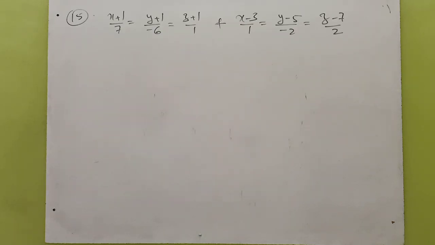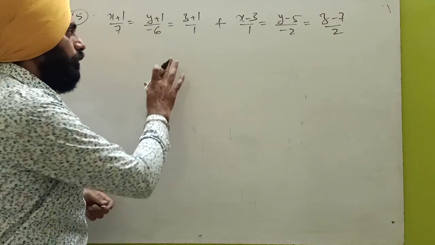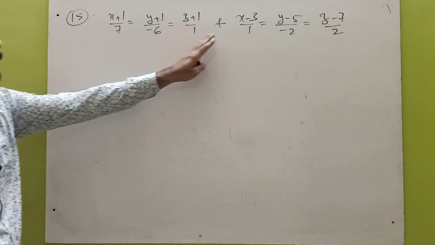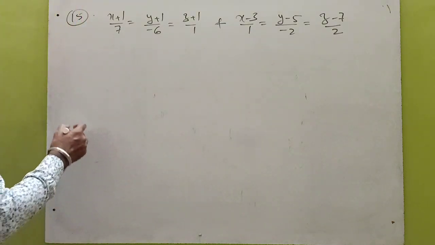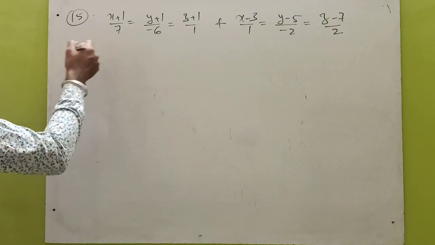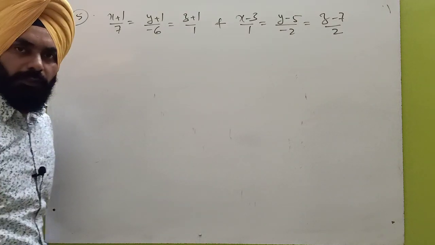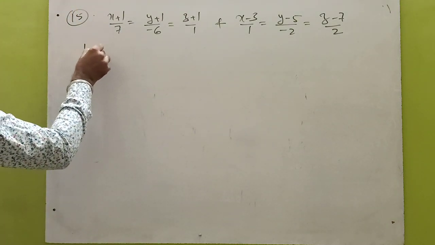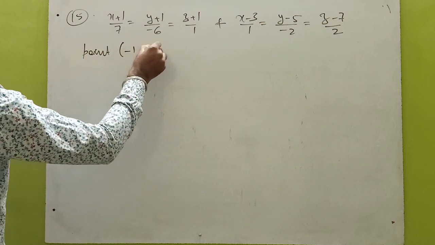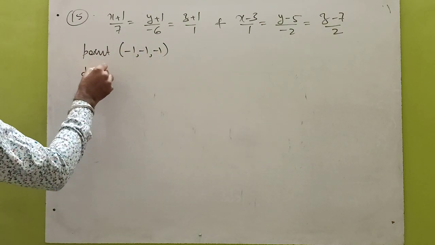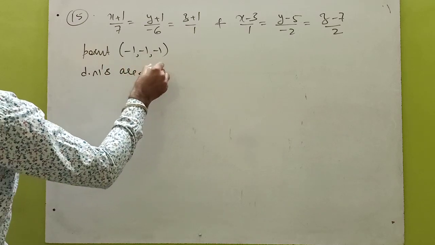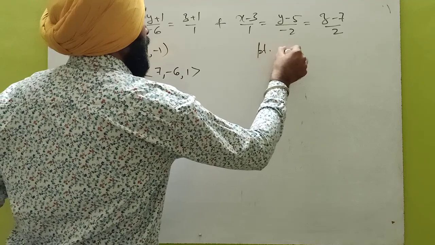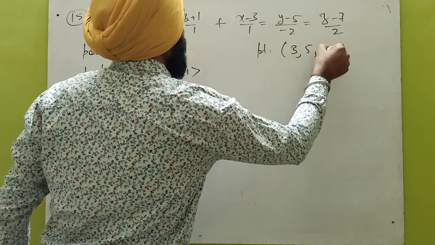Now let us consider question number 15 of exercise 11.2 NCERT. If the equations of lines are in the Cartesian form and we have to find the shortest distance between these two lines, then first of all convert these lines into the vector form. In the first line, point on the line is -1, -1, -1, and the direction numbers are 7, -6, 1. Similarly, point on the second line is 3, 5 and 7.